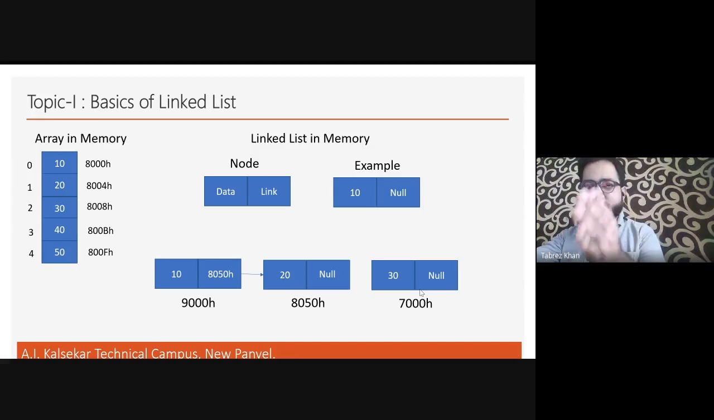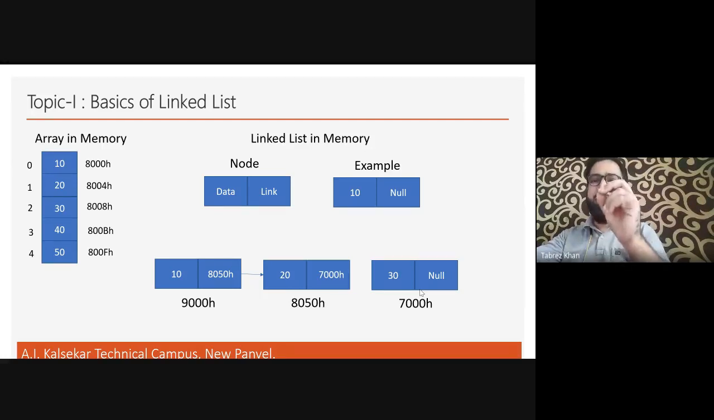Now inside the second node, which is present at 8050H, the data is 20 and the link part is null. So with the help of this null value, we come to know that this is the last node of our list. So now what we need to do is attach the new node, which is present at 7000H, to this last node. How will we do that? We'll remove the null from the link part, and we'll make this link point to the new node by assigning the address of the new node to this link part. So the 7000H would come here.